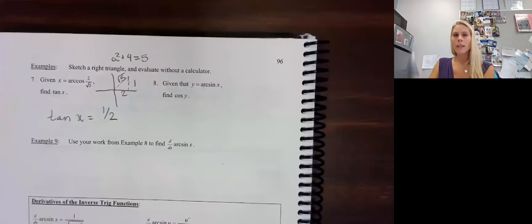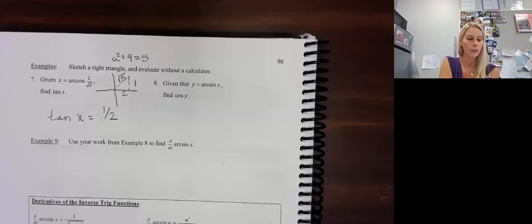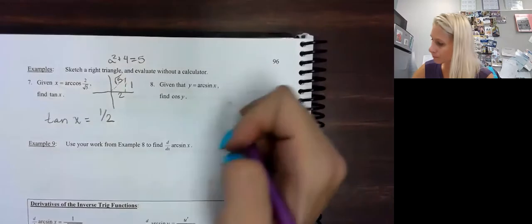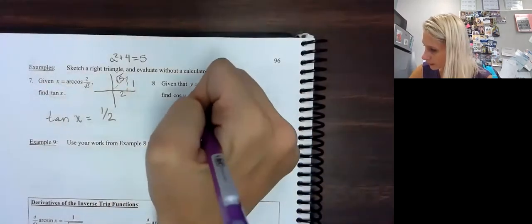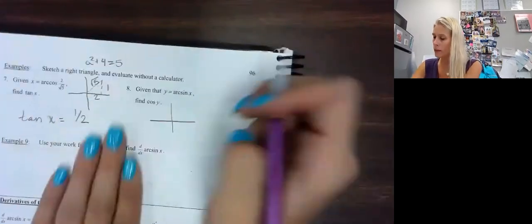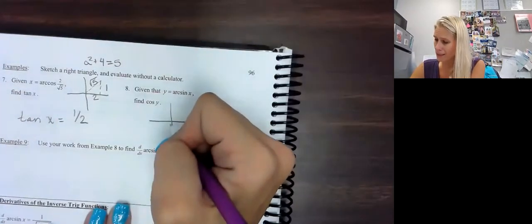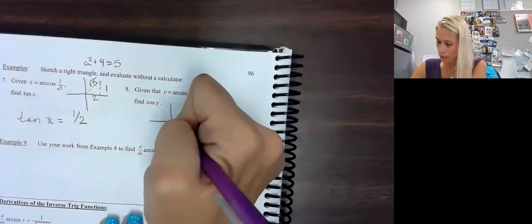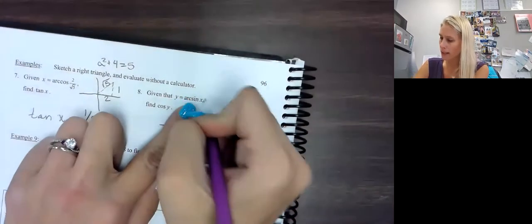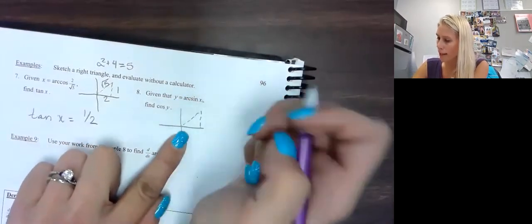Okay. Given that y equals arc sine x, find cosine y. All right. So here we go. Ready, guys? Let's do our arc sine, right? So we're on sine, so we're going to be over here. Let's do sine is, so it needs to be above, right? So now of x, right? Sine is opposite over hypotenuse.